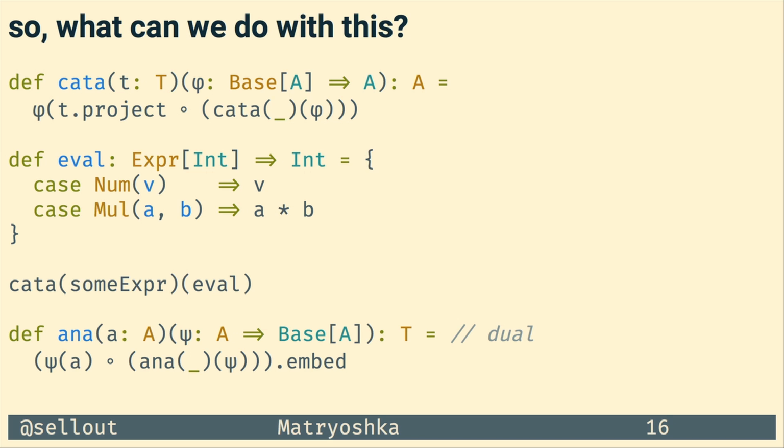There's this dual notion, anamorphism, which does the opposite. It takes some value and recursively applies the dual, the opposite of this. Where this is f of a to a, this is a to f of a. And so it applies that repeatedly to this single value to get some recursive structure.